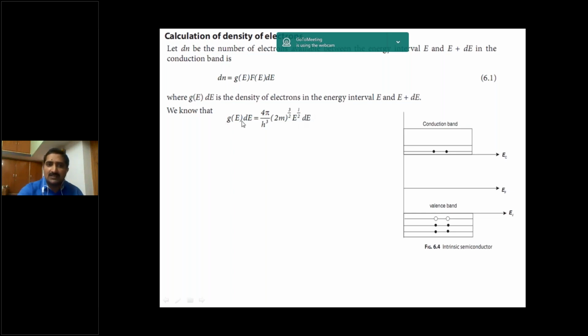What is G of E into dE? Density of electrons. Density means the number of available electrons in the energy interval E and E plus dE. So in between the two different energy levels, the number of available densities, that means available places, is 4 pi by h cube into (2m) whole power 3 by 2 E power 1 by 2 into dE.